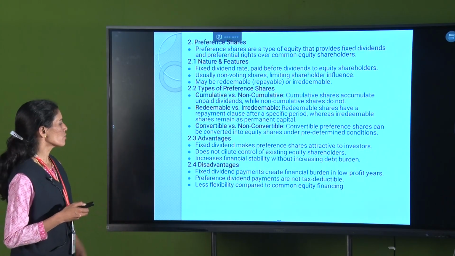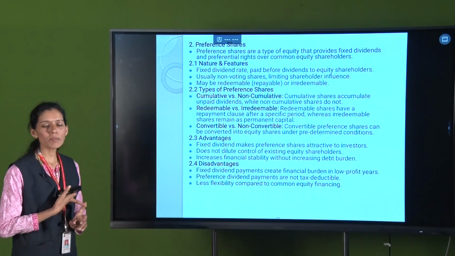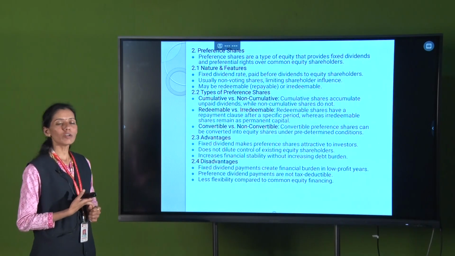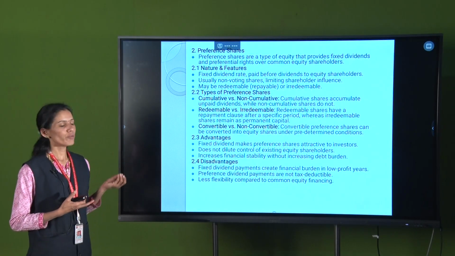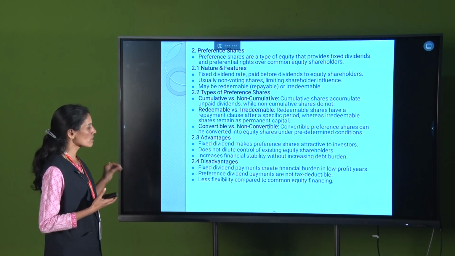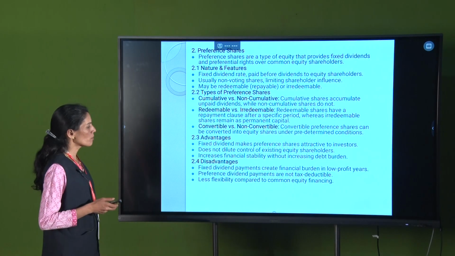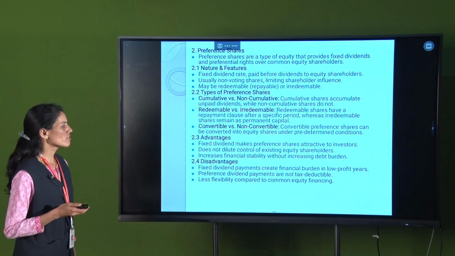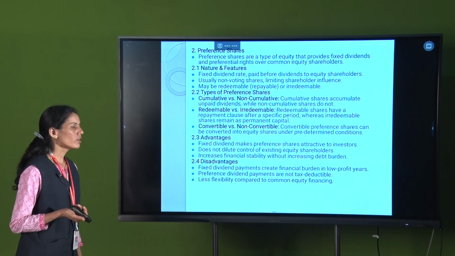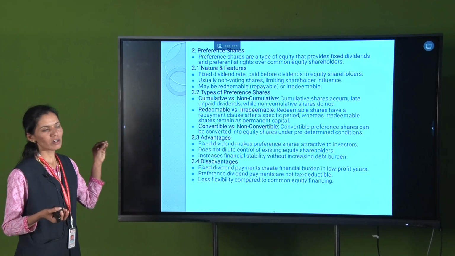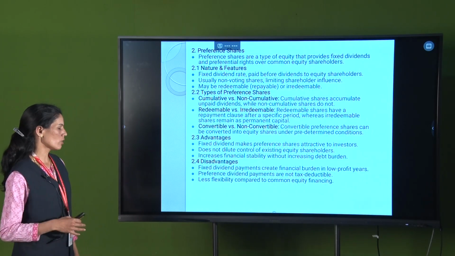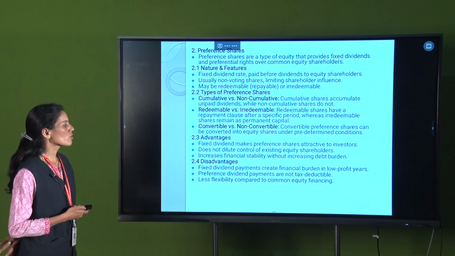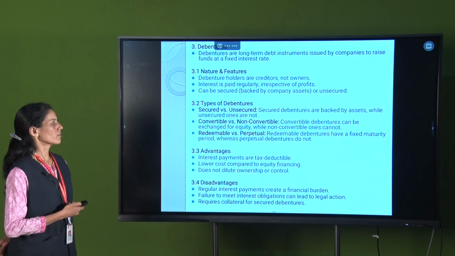What are the disadvantages of that? Fixed dividend payment is there. So there is a financial burden in a low profit year. When there is low profit in the year, that time the financial burden is on the owner. Second one is that preference dividend payments are not tax deductible. Dividend is given to the shareholder, but that is not tax deductible. Then there is less flexibility here. It is a common equity financing.